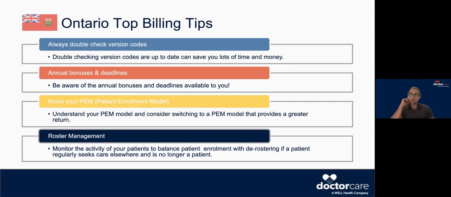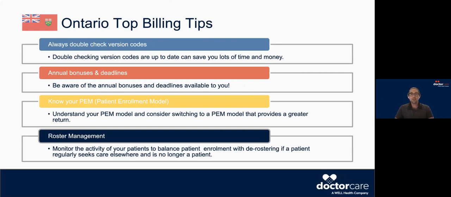What we've seen in Ontario, and again, I'm going to beat this point again and again, is that you have to double check your version codes. We've seen so many issues with version codes, especially during the pandemic, that it's really, really burdensome on the office staff to have to correct those after the fact, right? Like I said, spend a few more minutes today to save time tomorrow is the big goal there.